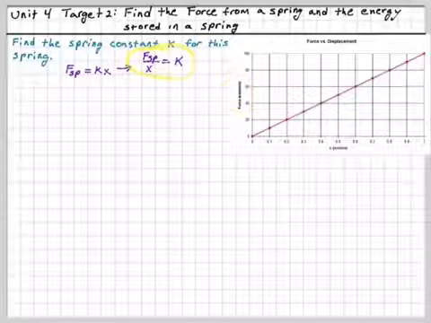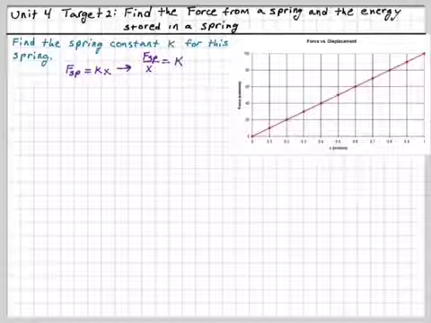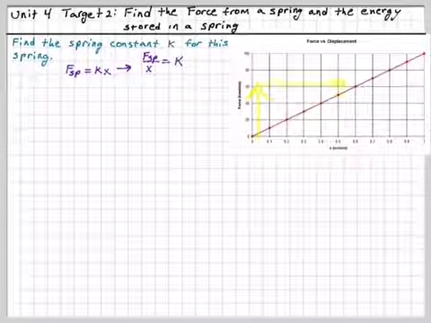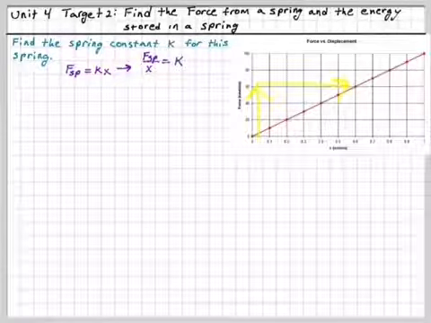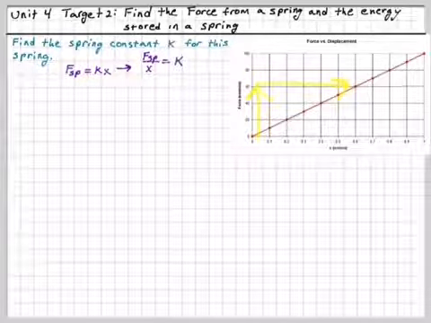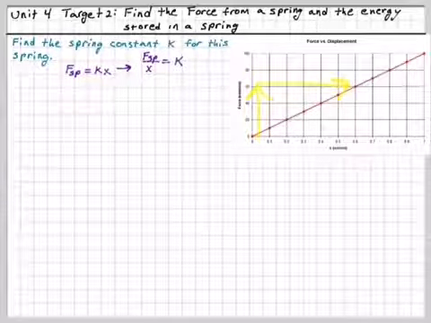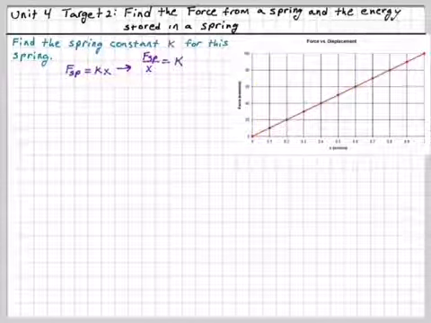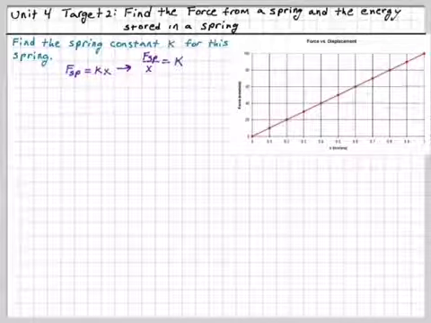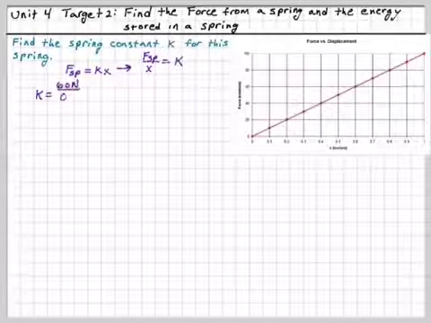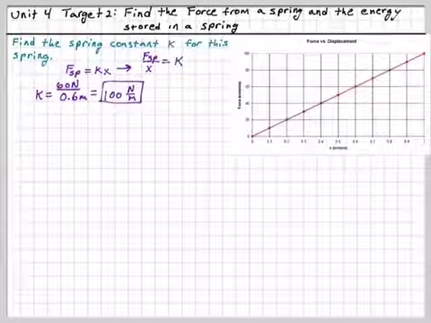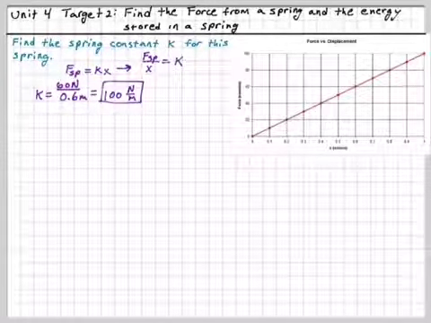So let's go ahead and pick some points, or actually find the rise over the run. Let's say that we want to go from here to here, and here to here. We can say that this graph rose positive 60 newtons, and it ran positive 0.6 meters. So when we applied 60 newtons of force, it stretched 0.6 meters. We can plug those values in and find our k value, the spring constant, and for this spring, the constant is 100 newtons per meter.